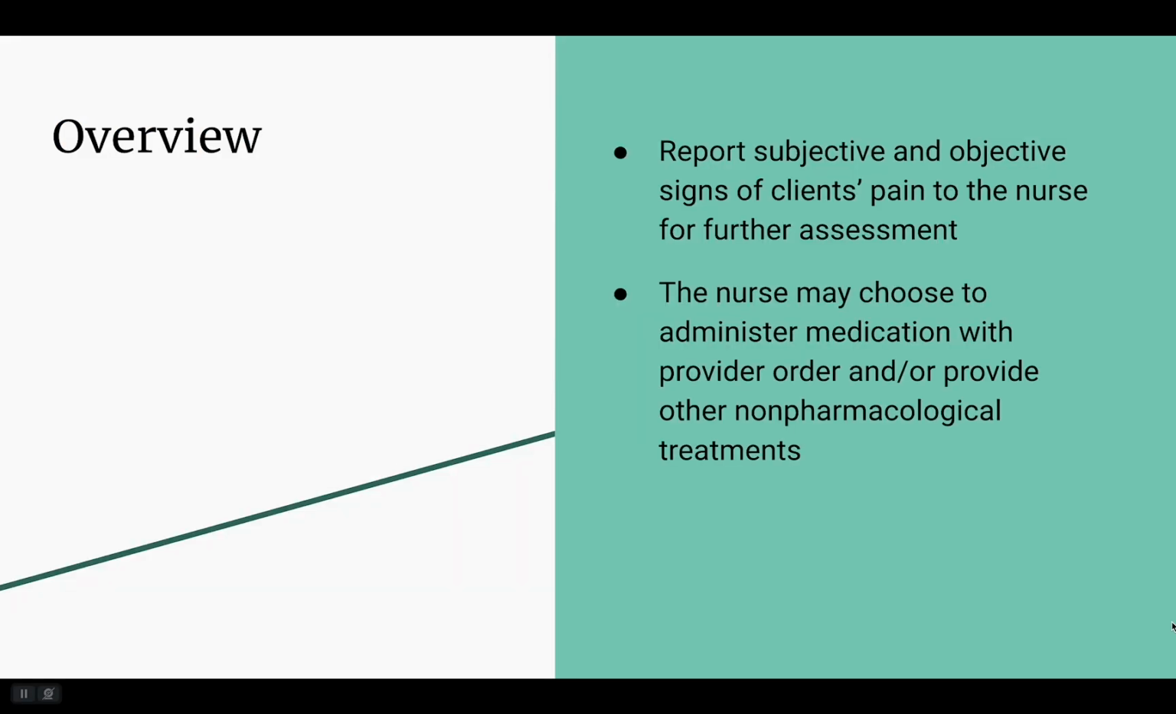Nursing assistance. The NA should report subjective and objective signs of the client's pain to the nurse for further assessment. After assessing the client, the nurse may choose to administer medication with a provider order or provide other non-pharmacological treatments. The nurse may delegate tasks to the NA, such as the application of over-the-counter topical medications, ice, or heat. The NA may also assist with repositioning and massage.